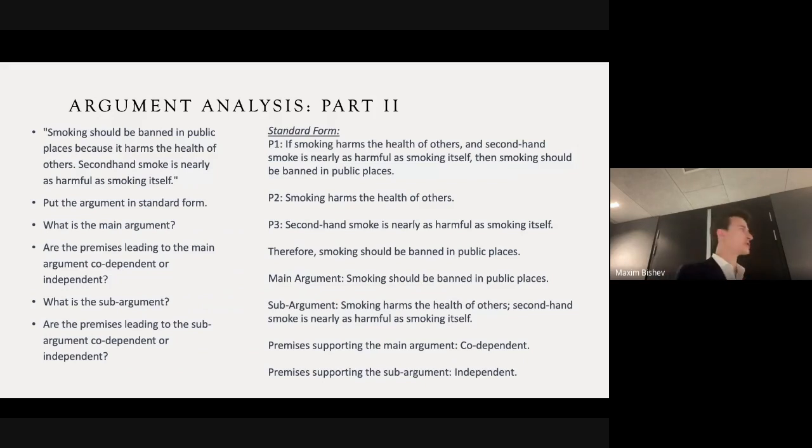Okay, here you've got the question on the left. So you just have to selectively ignore the information on the right. Smoking should be banned in public places because it harms the health of others. Secondhand smoke is nearly as harmful as smoking itself. So it says because it harms the health of others. Yep. Mm-hmm. Yep. Everybody gets that?